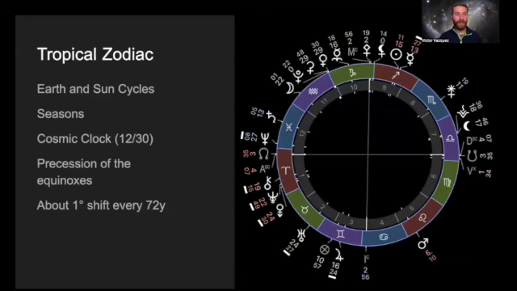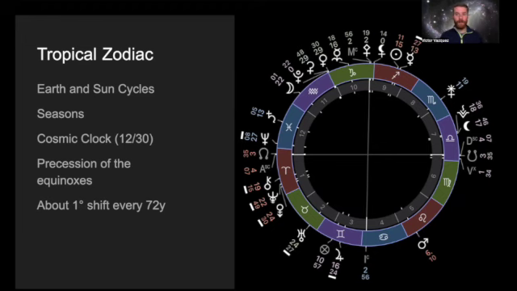Okay, so first we're gonna look at the tropical zodiac, which is the one that's mostly used in Western astrology. So if you live in the West, it's very likely that if someone asks you about your sign, for example, and let's say you are Taurus, that means that the sun was in Taurus when you were born in the tropical zodiac, the most likely if you are from the West. But there are other types of zodiac, as I mentioned before. So, what is the tropical zodiac?